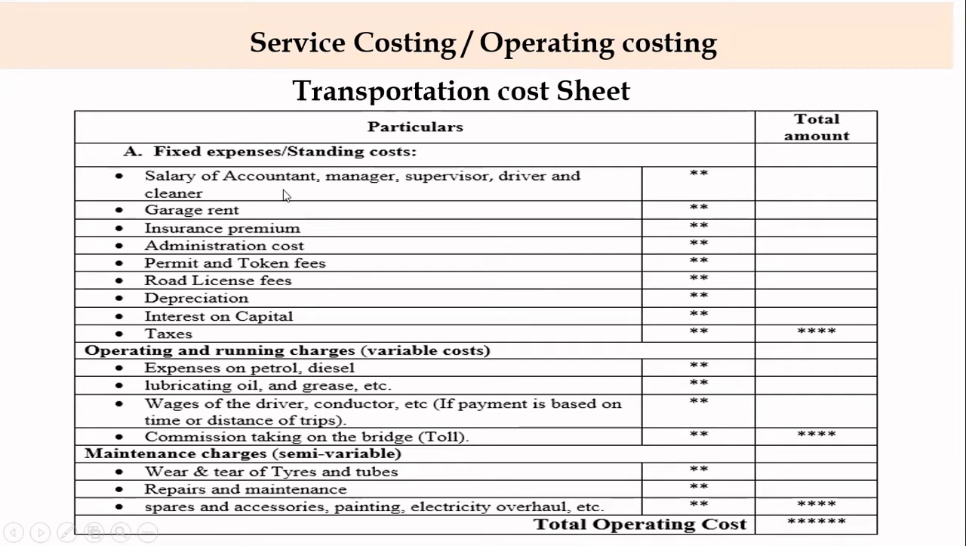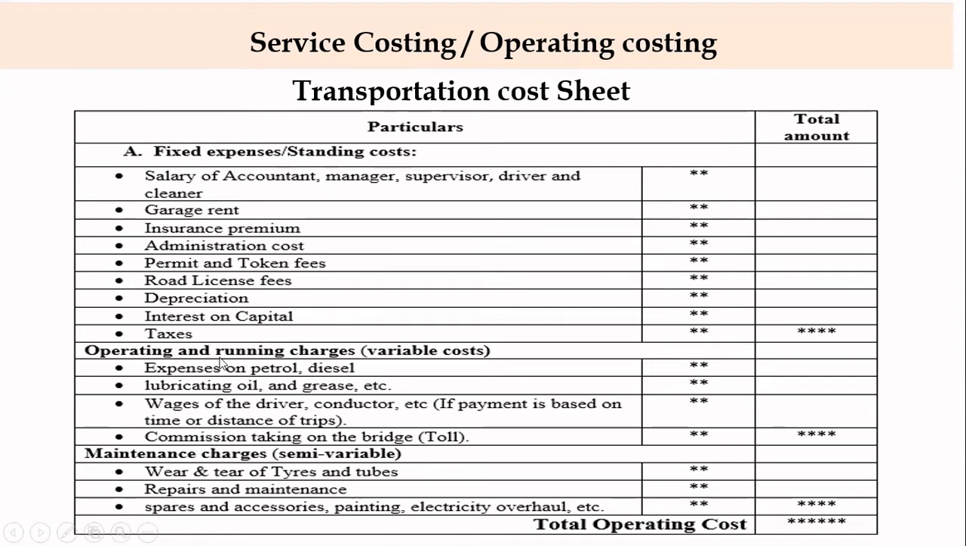Let us see the fixed expenses or standing cost. Salary of accountant, manager, supervisor, driver and cleaner. Garage rent, it is a fixed cost. Insurance premium, again it is fixed. Whether you run the bus or not, you have to pay this rent, you have to pay the insurance. Administration cost, permit and token fees, road license fees, depreciation, interest on capital, taxes. Such fixed costs fall under this head, and you have to enter all those items under fixed expenses.